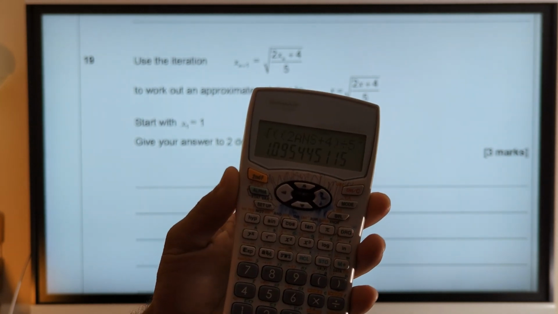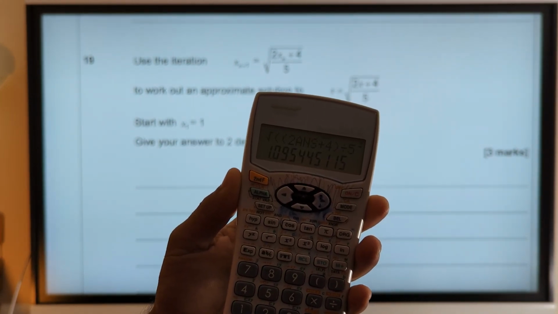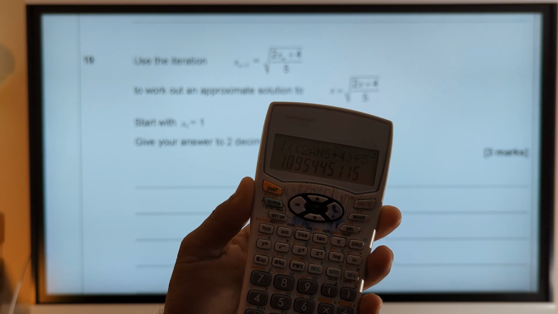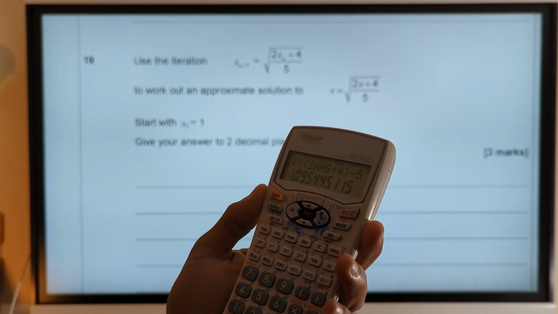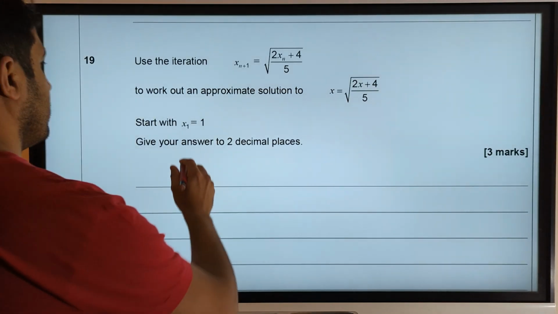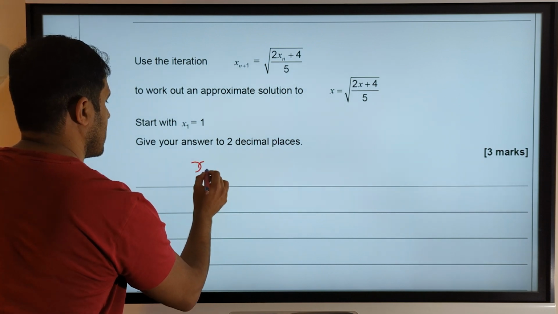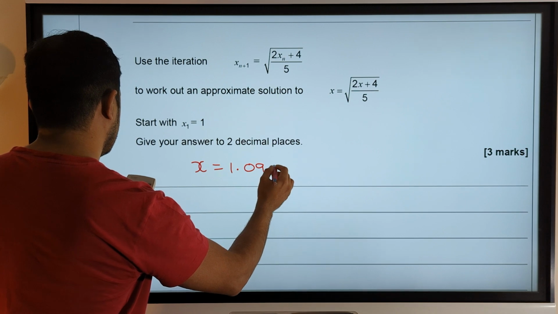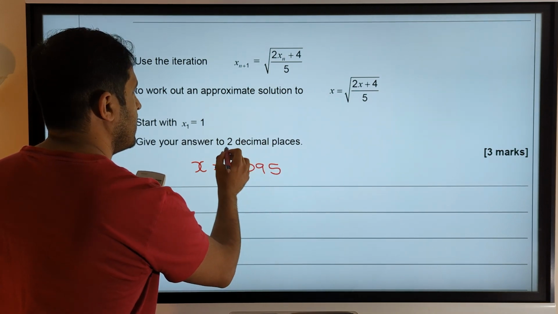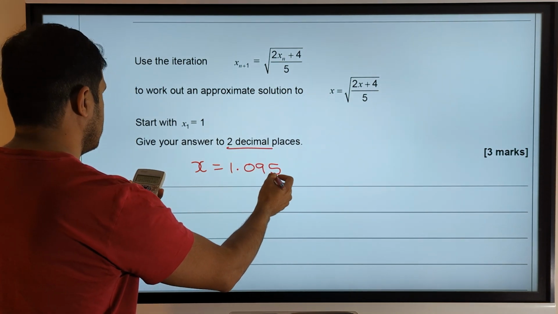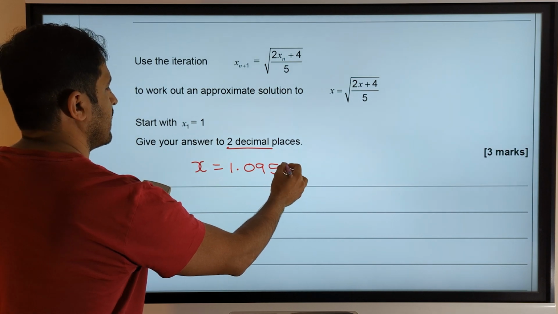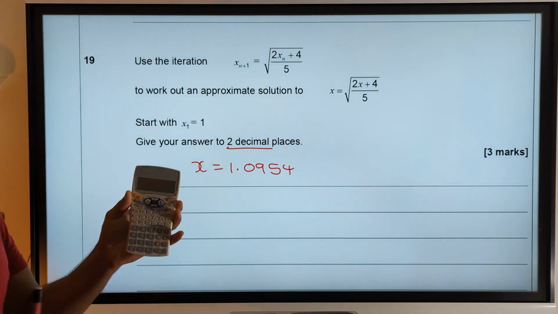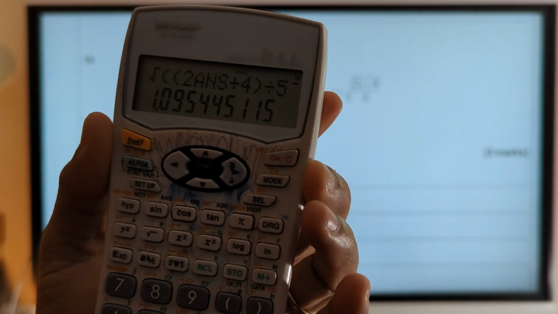So we get 1.09 when you put that value. Okay, so we get x2 is equal to 1.095445. So when you put that in the calculator, you get x equal to 1.095. We need it to 2 decimal places, so I could just get away with writing it to 3 decimal places. Okay, and then you keep pressing equal. Keep that same thing. Press equal.